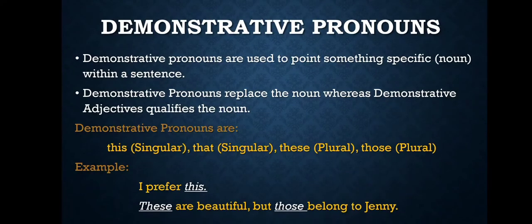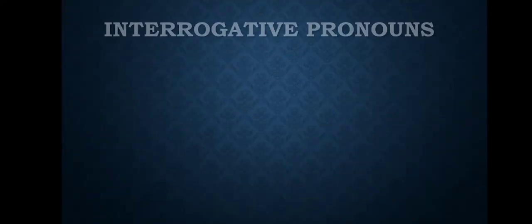Next, these are beautiful, but those belong to Jenny. So here these have been used as a pointer. These are beautiful. These is giving us an idea that it is an indication or pointer towards something. So these are the demonstrative pronouns.